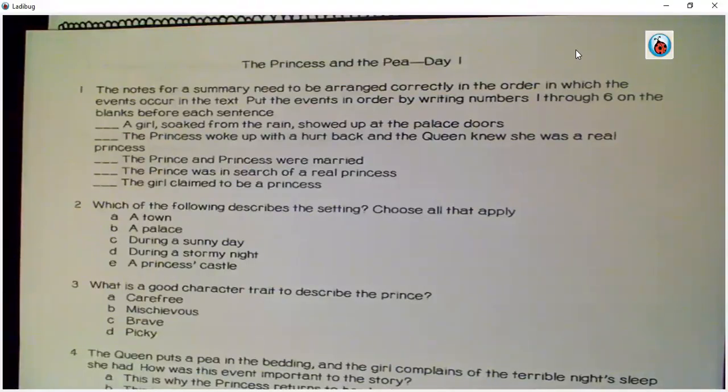All right, fourth graders, here is question 1. It says the notes for a summary need to be arranged correctly in the order in which the events occur in the text. Put the events in order by writing numbers 1 through 6 on the blanks before each sentence. This is something that you're likely to see on our fourth grade test, as well as something that we're likely to see on TCAP. I'm going to show you exactly how you should solve questions like this, and I need you to make sure that you're paying attention.